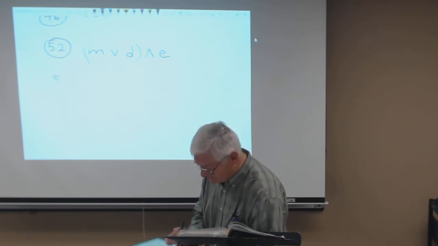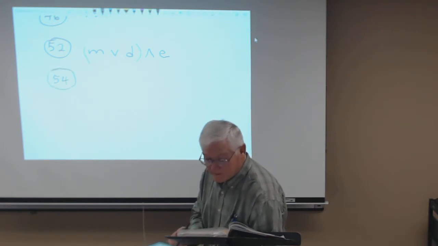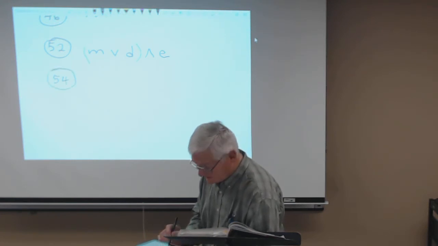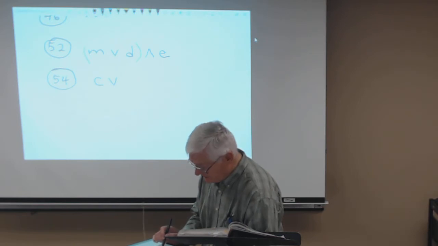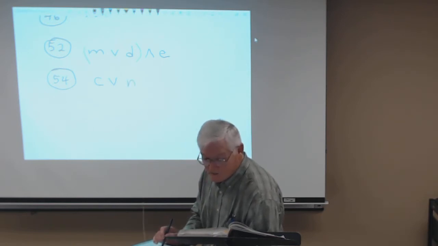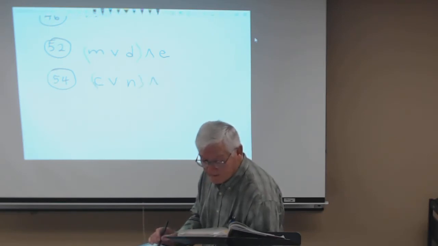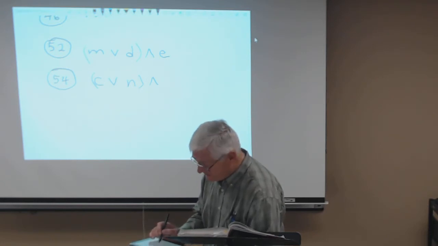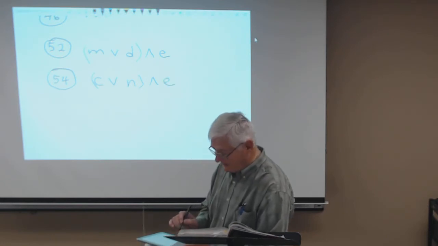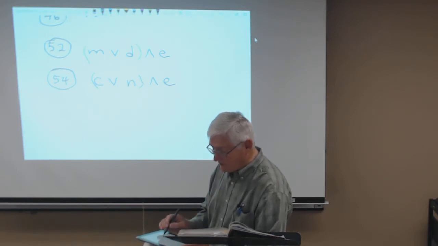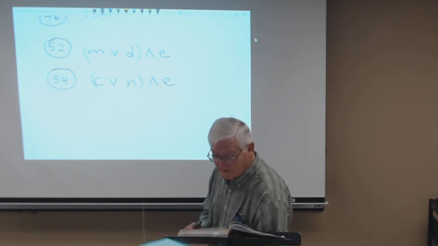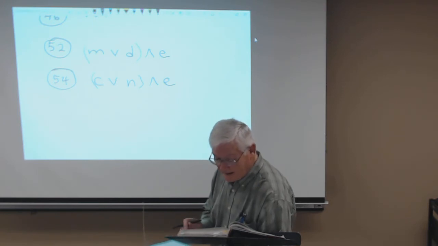54. You must be a U.S. citizen, C, or an eligible non-citizen, N, and what? Be enrolled as a degree-seeking student, E. So, a citizen or a non-citizen, and enrolled as a degree-seeking student. That's what it means to put it in symbolic language.